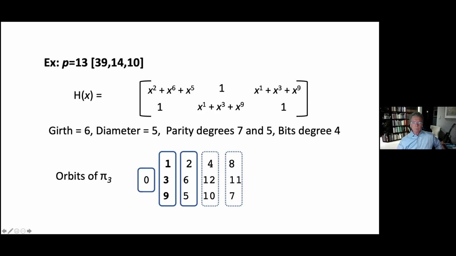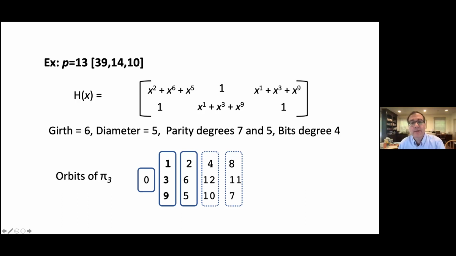I can figure out the weight of it, how many connections there are for a bit in this circulant, in this block. Well, there are 3 plus 1. So there's 4 connections here, 4 connections here, and 4 connections here. The bits have degree 4. The parities, I just go across, and here this parity has 3 plus 2 plus 1. That's degree 5, and up here I have degree 7 for those parities.